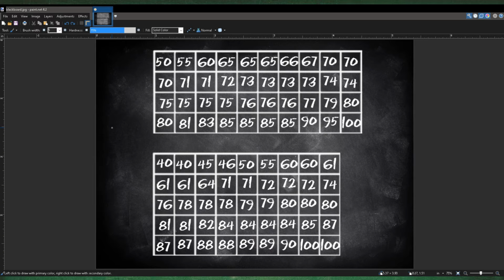Okay. Now let's put in the data for student 2. So under column B for Y, put two 40s, a 45, a 46, a 50, a 55, a 60, a 60, a 61, a 64, a 71, another 71, three 72s, a 74, a 76, a 78, a 78, a 78, two 79s, three 80s, two 81s, a 82, and four 84s, 85, 87, another 87, and another 87, two 88s, an 89, an 89, a 90, 100, and 100.